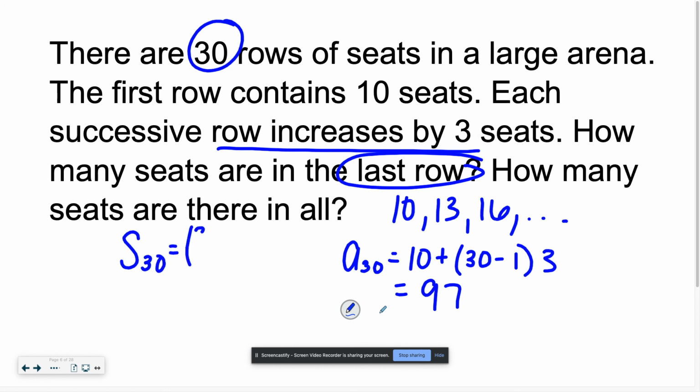So we know that 30 divided by 2. We know our first term, and we know our 30th term. So if you notice how simple these problems can be when you know the formulas. So I would highly suggest you write them out every single time, so that way you can be familiar.